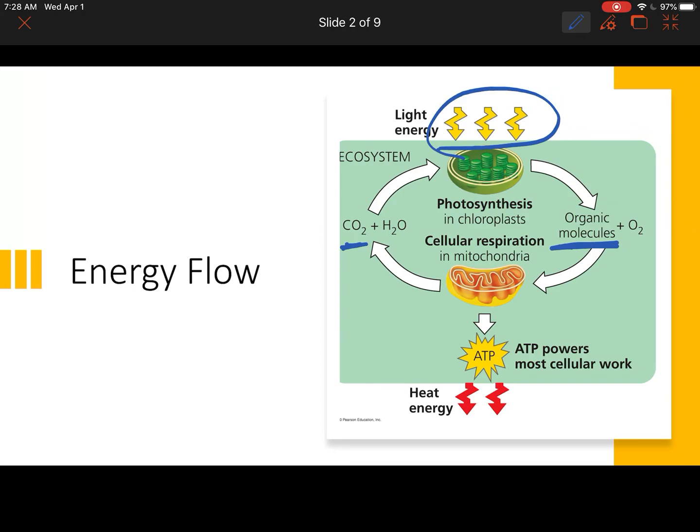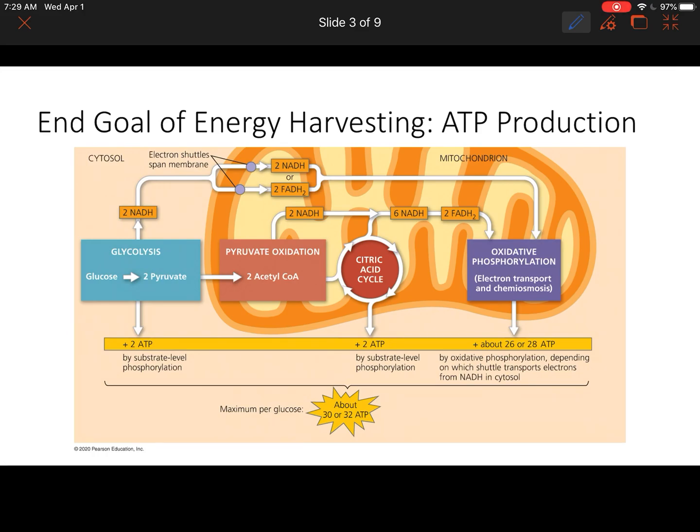Okay, but those organic molecules that photosynthetic organisms create, other organisms eat. And then when we take in those molecules, our mitochondria are going to take the energy out of the chemical bonds and use that energy to create ATP. ATP powers most of the cellular work, okay? Doesn't do everything, but it does a lot, okay? And then, of course, we've talked about the fact that no energy conversion reaction is 100% efficient, and so some of the energy that was in those organic molecules is then lost as heat. Okay? All right, so the goal of energy harvesting is to create ATP.